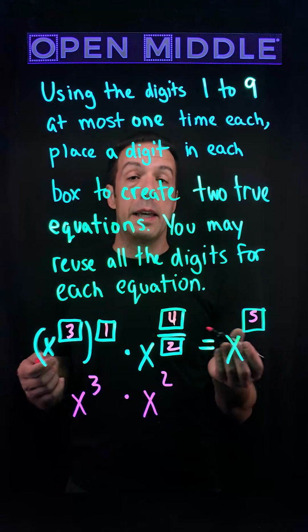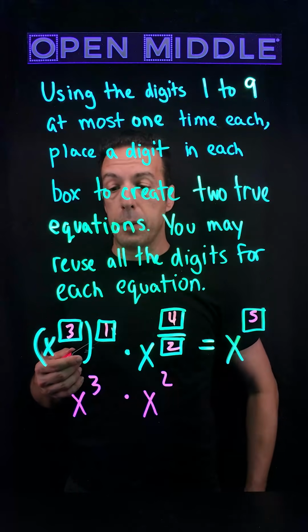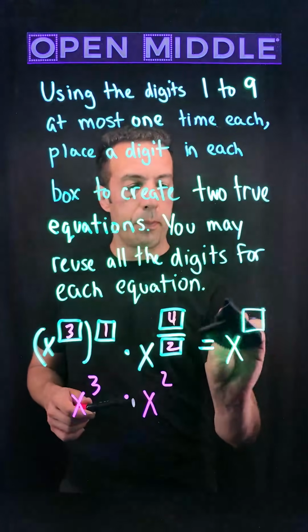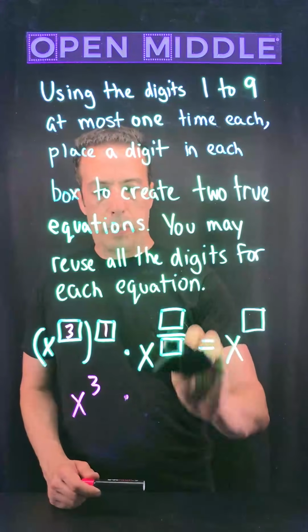We've used all these digits. Now we have to do it again. So let's start thinking about what will work for this. Let's erase this. So let's pick some other digits.